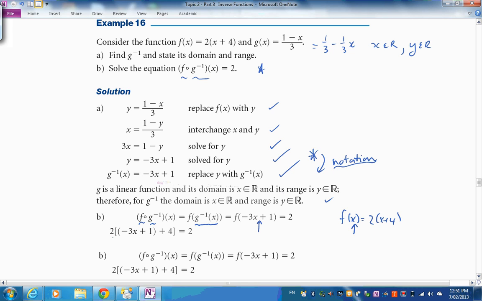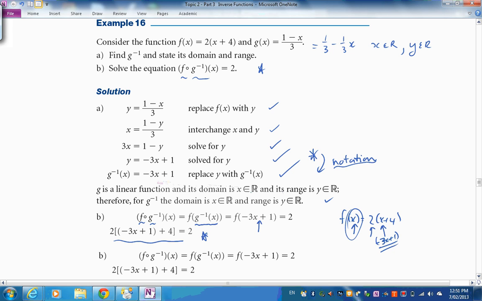So here it is down here, pity it went to another line. It becomes 2, and in here, in place of x, -3x plus 1. So this notation is quite easy to understand. Whatever's after the function name is a variable statement. What's going to be used as a variable, and you put the result of g⁻¹ in there. And so we get this line here.